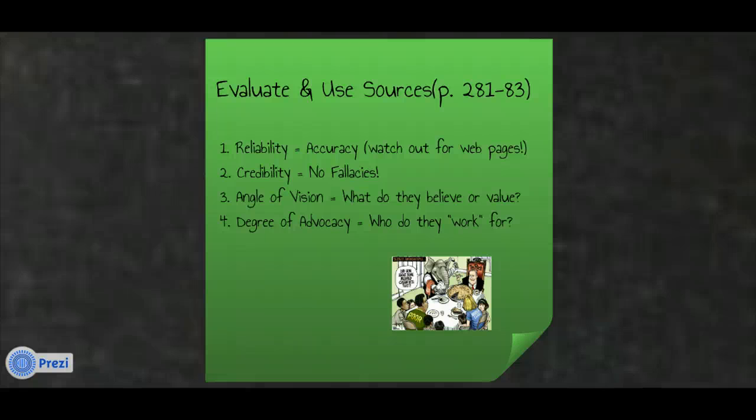Sometimes that's obvious in the article, but sometimes you also need to do a little research on that author and find a little bit about their background. Are they a professor? Are they a journalist? Are they just some guy who writes a blog in his living room? Make sure you know where their angle of vision is coming from. And also degree of advocacy. Who do they work for? Is it clear that they're working for one political party or one special nonprofit organization?